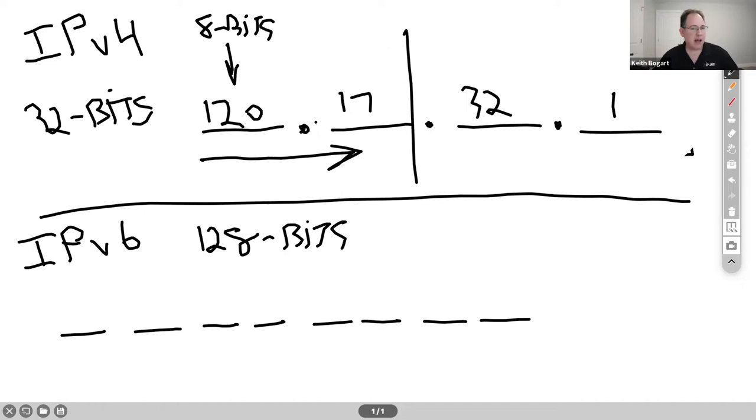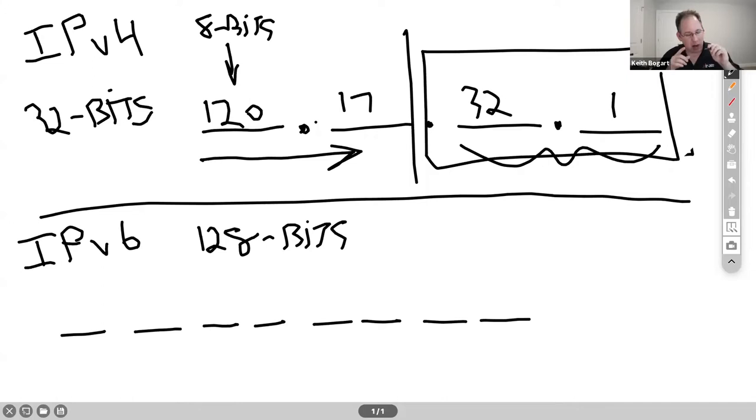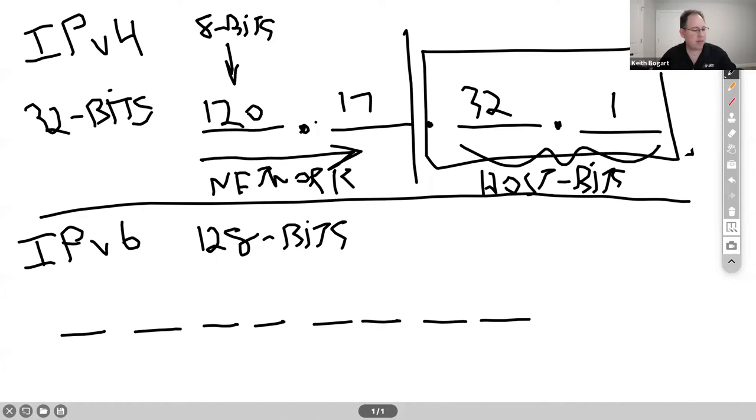Now, if we're looking at just my laptop, it is 120.17.32.1. The second part is a unique identifier of my host. And in the world of IP version 4, we say that the first part of the address is the network portion. So everybody connected to that particular network will get that pattern, that decimal number. And then the second part of the address is the host bits. That represents you as a unique individual on your network.